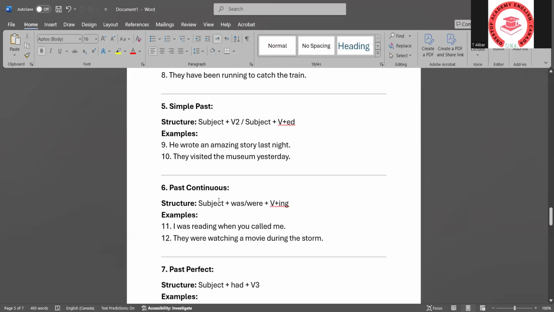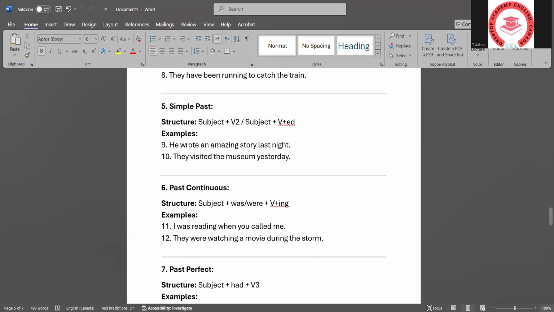Next is past continuous. The structure is subject plus was or were plus verb plus ing. Examples are I was reading when you called me. Another example is they were watching a movie during the storm.